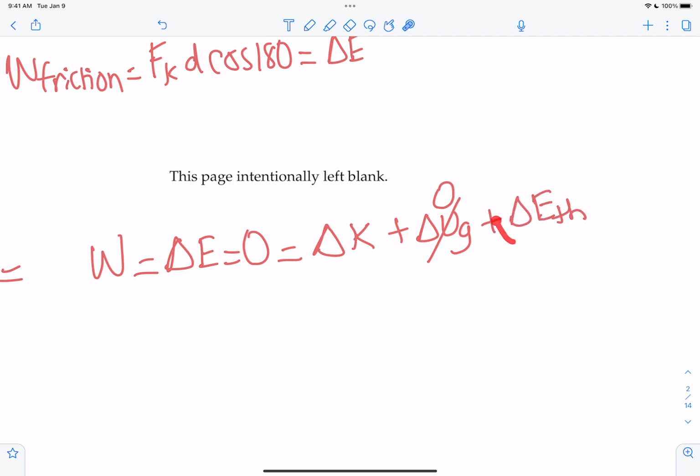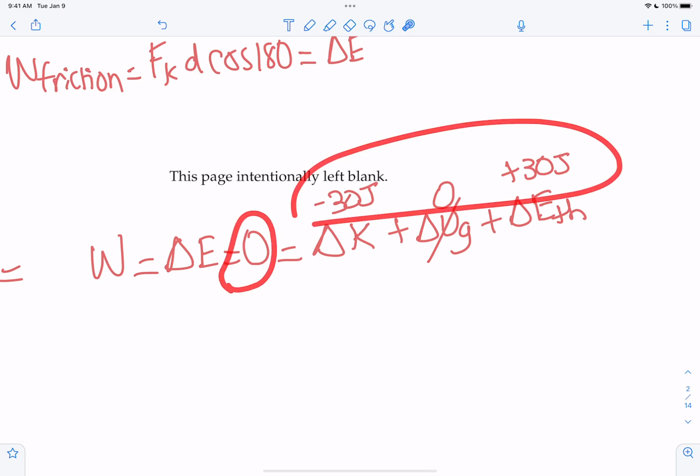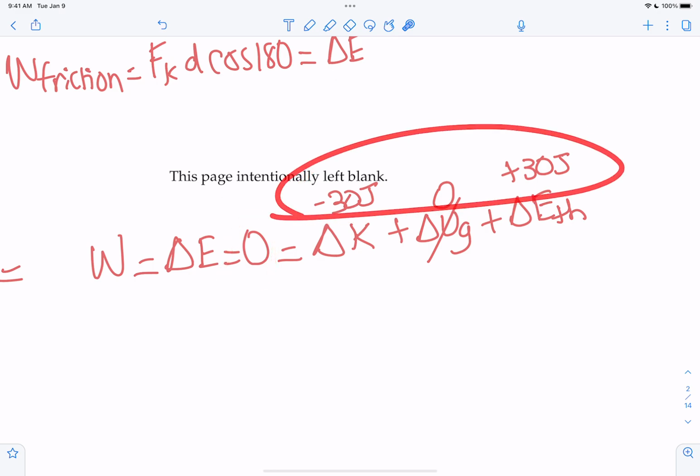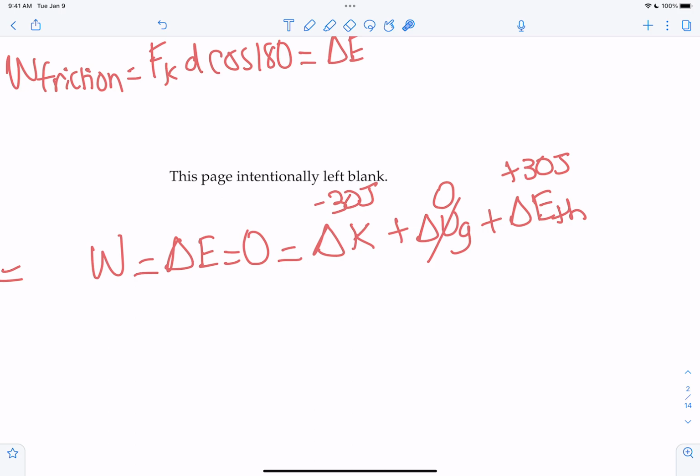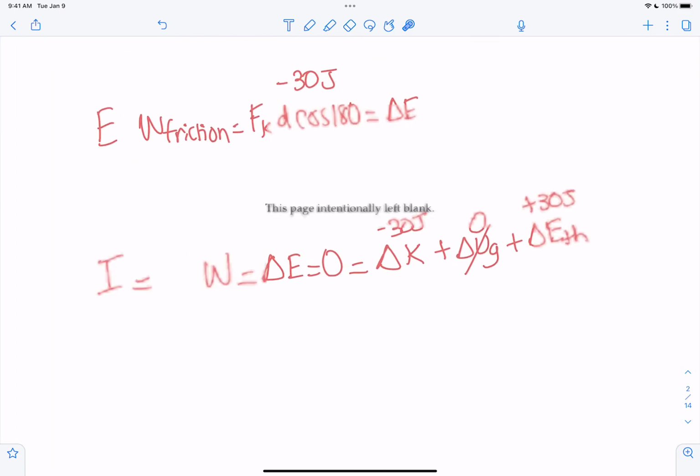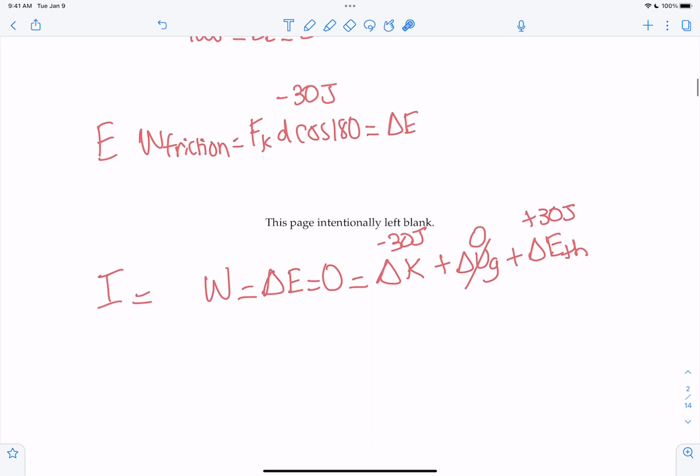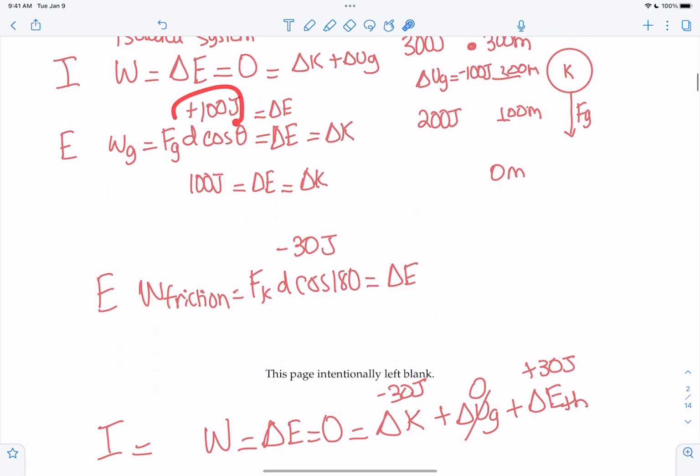Well, there is thermal energy generated. There's heat essentially generated by friction. And that thermal energy, that heat, generates positive 30 joules. So this negative 30 joules plus 30 joules is equal to 0. So you can see here that energy is conserved. Energy is always conserved. It's just based on the different perspectives. We might need to add back the 100 joules here, for example, to the decrease in 100 joules that we saw for gravitational potential energy.